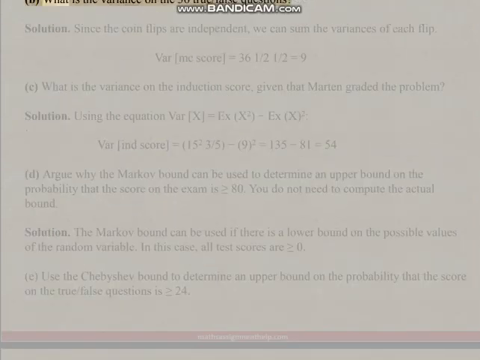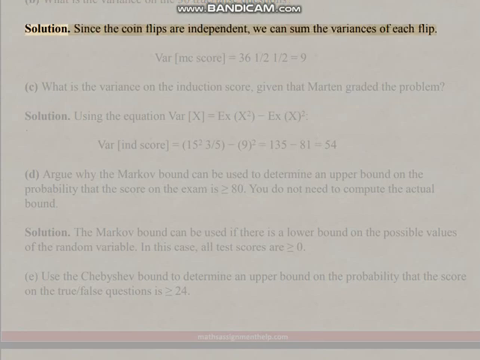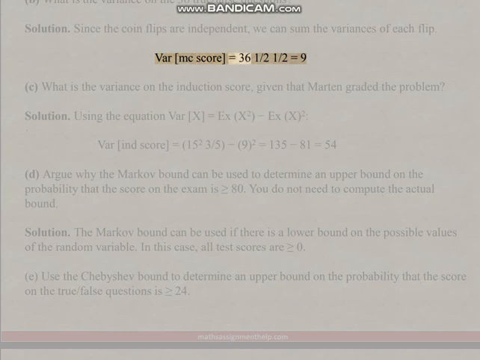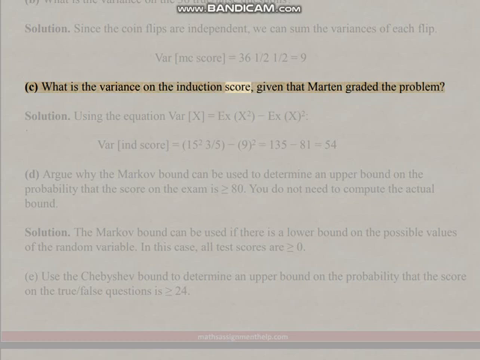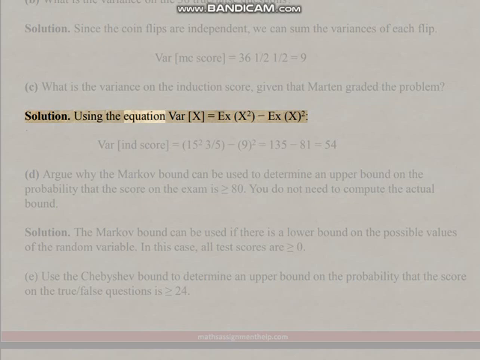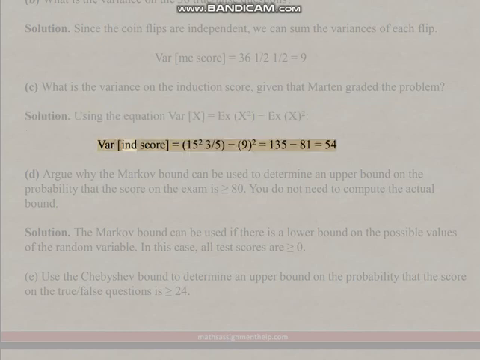B. What is the variance on the 36 true/false questions? Solution. Since the coin flips are independent, we can sum the variances of each flip. Var[MC score] equals 36 times 1/2 times 1/2, which is equal to 9. C. What is the variance on the induction score, given that Martin graded the problem? Solution. Using the equation Var[X] equals E[X squared] minus E[X] squared, Var[IND score] equals 15 squared times 3/5 minus 9 squared equals 135 minus 81 is equal to 54.